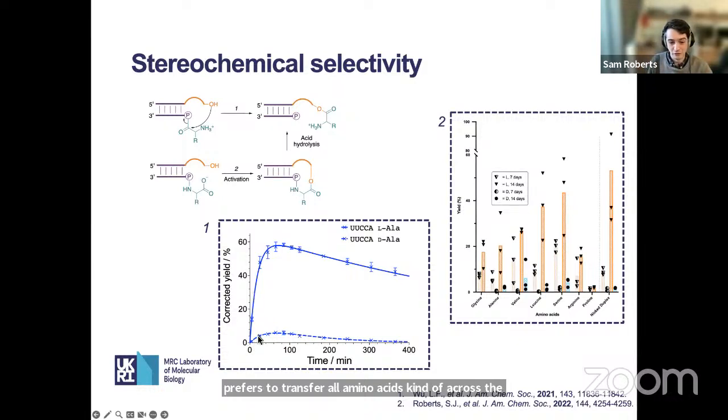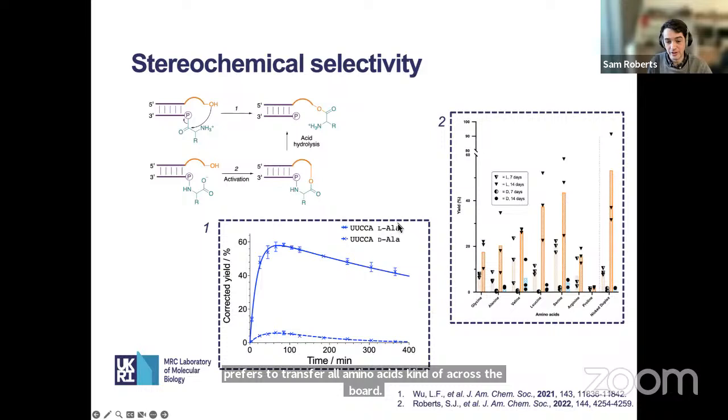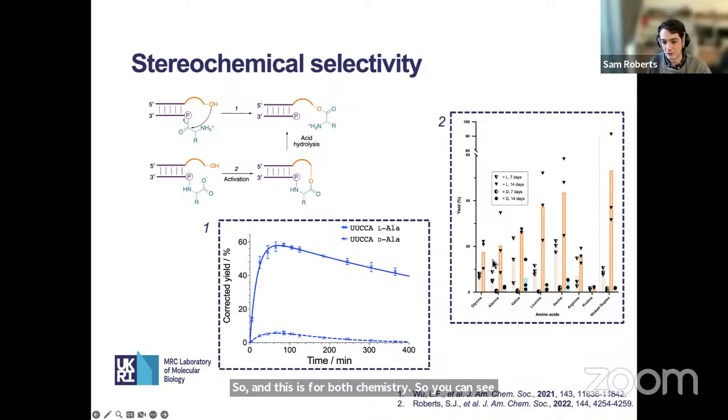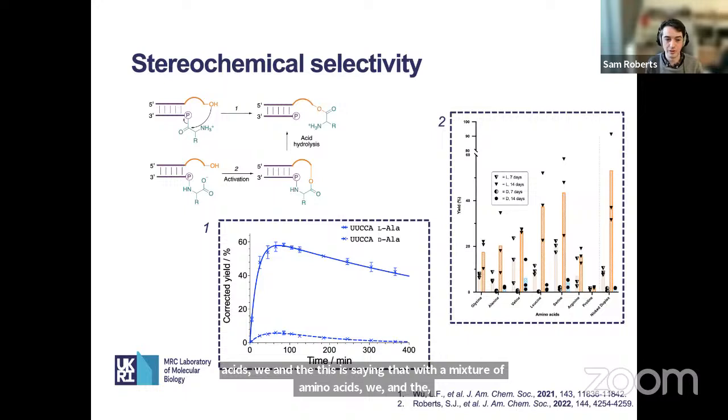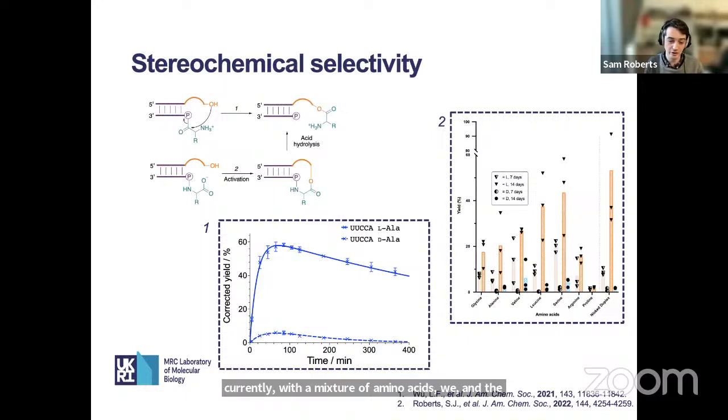So, and this is for both chemistries. You can see here that we transfer the L amino acid, and for the second chemistry we also prefer to transfer the L amino acids. And this is really cool, because this is saying that with a mixture of amino acids and the currently natural RNA, we preferentially transfer the natural amino acids. And so this sets up this relationship between L RNA and D RNA and L amino acids.